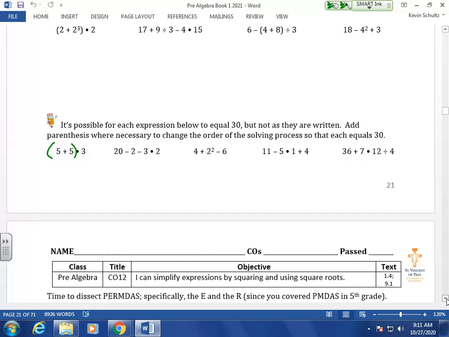Around the 20 and the 3. Okay, now instead of multiplying first, now we're going to be doing the subtraction first. And 20 minus 2 minus 3 is 15. And then we multiply that 15 by 2 to make it equal 30. Right? So your goal for all of these is to make them equal 30. Third one, where'd you stick them? Where'd you put your parentheses here?